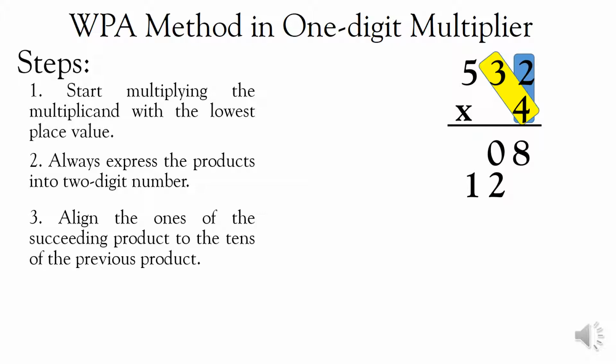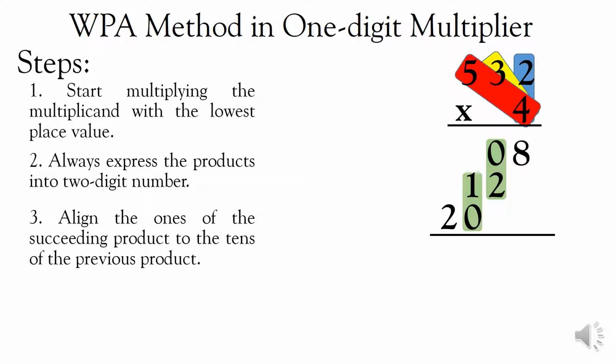So the alignment will be like this. The ones of 12, which is 2, will be aligned to the tens of the previous product, 08, which is 0. The third and last number to be multiplied by 4 is 5, which is equal to 20. Again, following the third step, the ones of 20, which is 0, will be aligned to the tens of the previous product, which is 1.